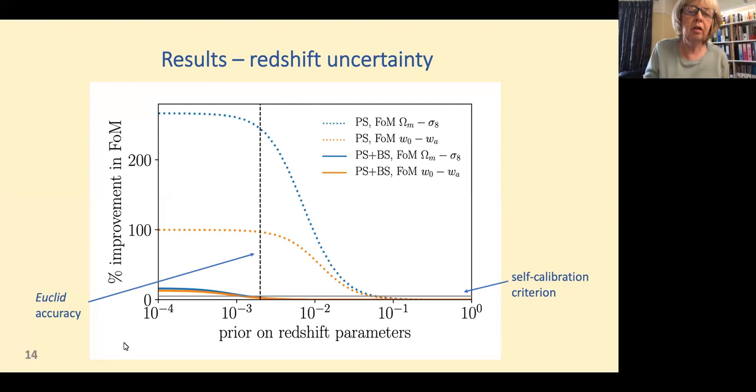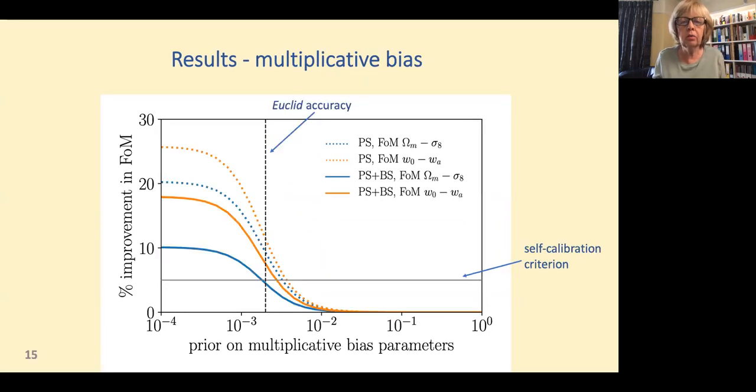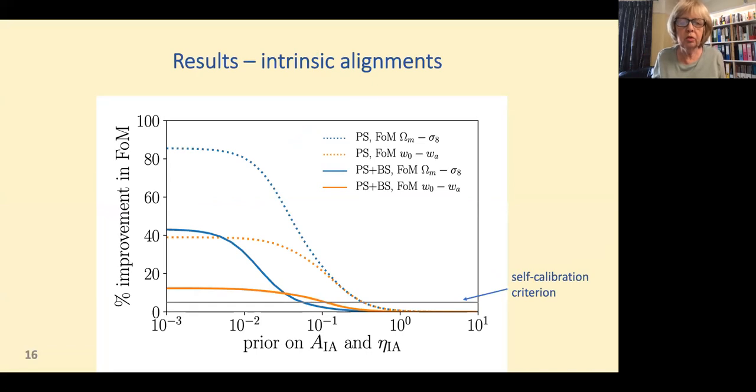And helpfully, Euclid specifies an accuracy which should be achieved for redshifts, which is this vertical dotted line here. And our self-calibration regime more or less coincides with that. So this means that we should be able to self-calibrate without any external calibration data. And we get similar results for multiplicative bias, and again, similar results for intrinsic alignments.